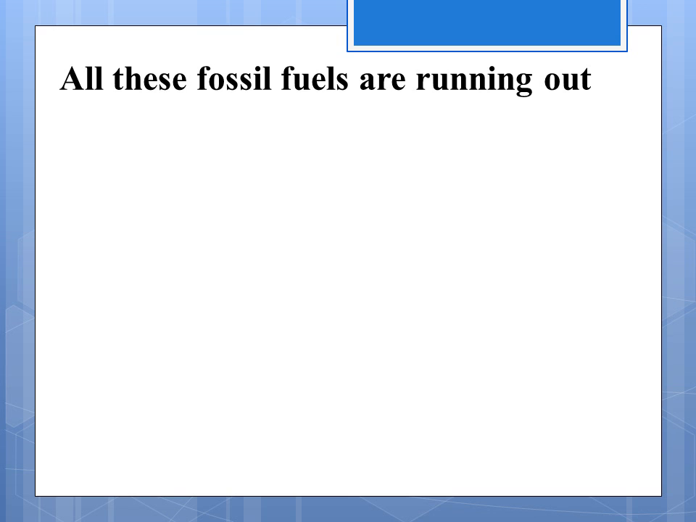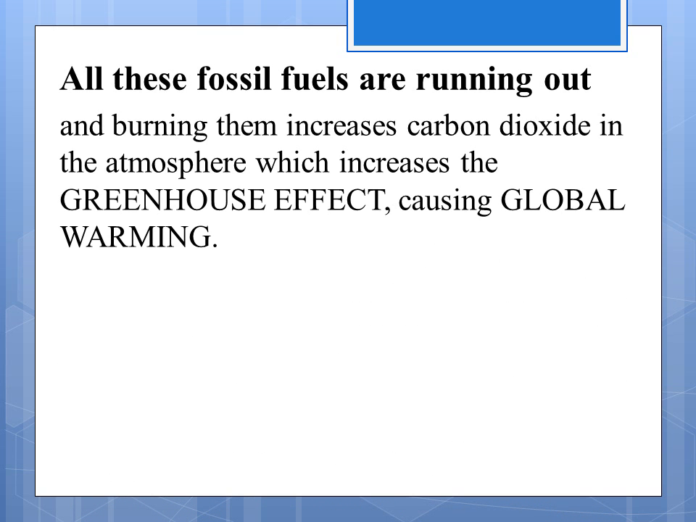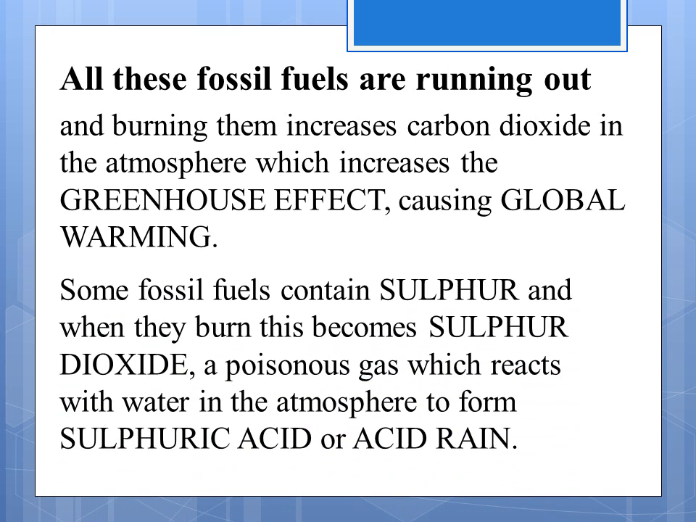All these fossil fuels are running out, and when we burn them, it increases the carbon dioxide in the atmosphere, which increases the greenhouse effect, which causes global warming, so that's a side effect. Some fossil fuels also contain sulfur, and when we burn that, it becomes sulfur dioxide, a poisonous gas, which reacts with water in the atmosphere and causes sulfuric acid, or acid rain. So both of these are negative effects of burning fossil fuel. Also, we're running out of them.